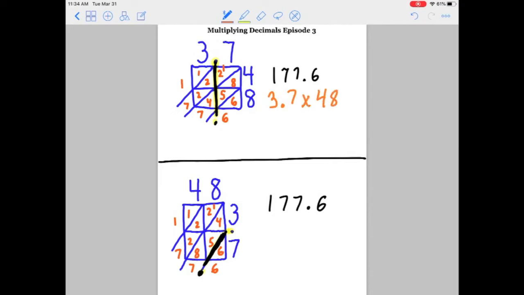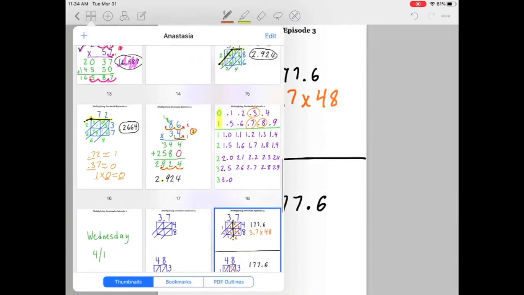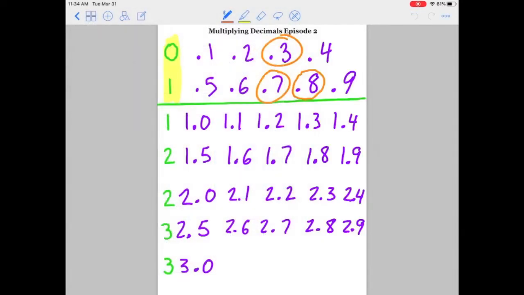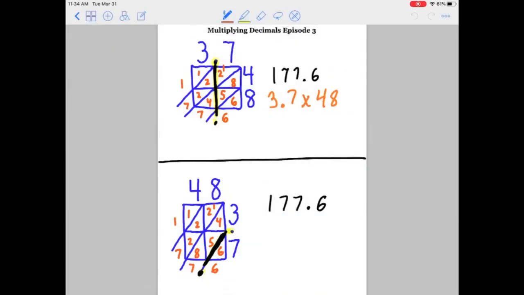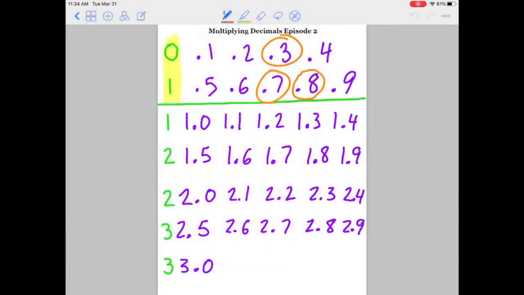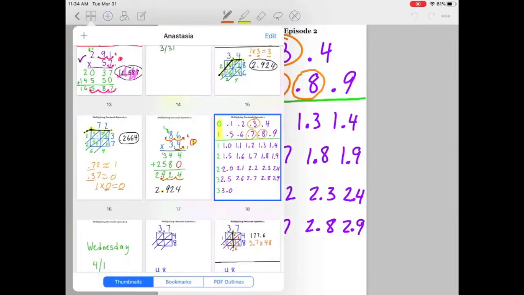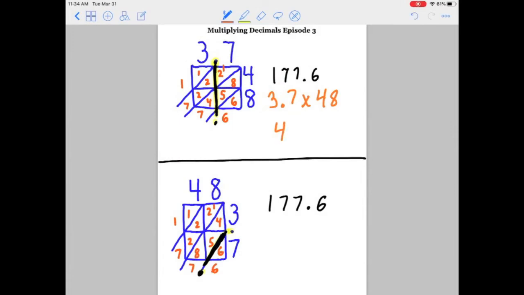So the first one, I have 3.7 times 48. So 3.7, if you guys remember from my previous video on episode 2, use this to help you if you need to. You can pause it. So I have 3.7, but you guys already know 3.7 is going to be rounded to 4. 48, is that closer to 40 or 50? It's closer to 50.